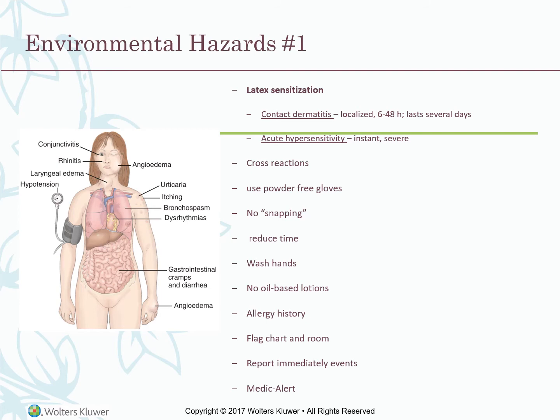Sensitized people can develop a cross-reaction to fruits and vegetables such as avocados, bananas, almonds, peaches, kiwi, tomatoes, and others because the molecular structure of latex and other plant substances is similar.